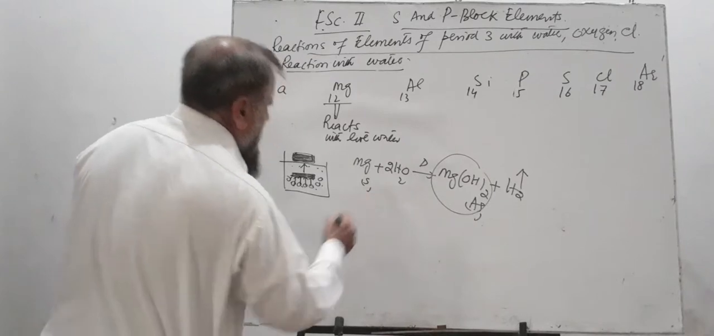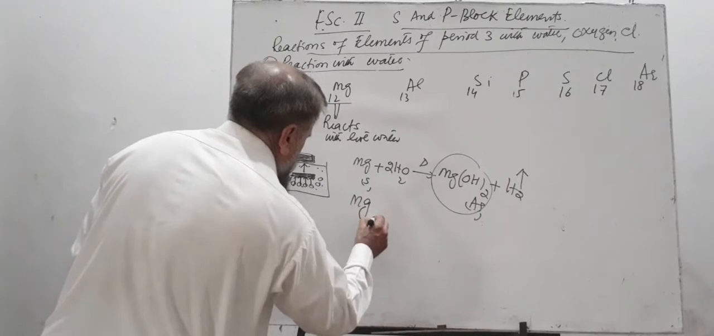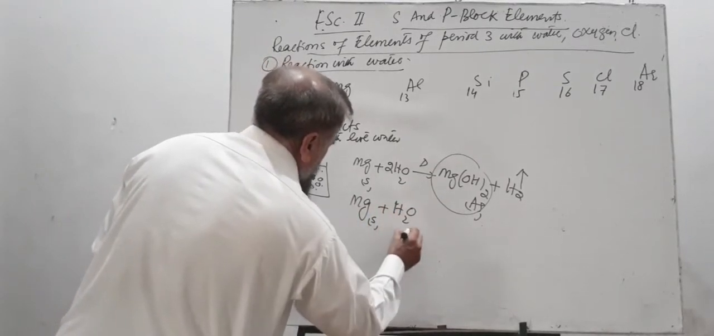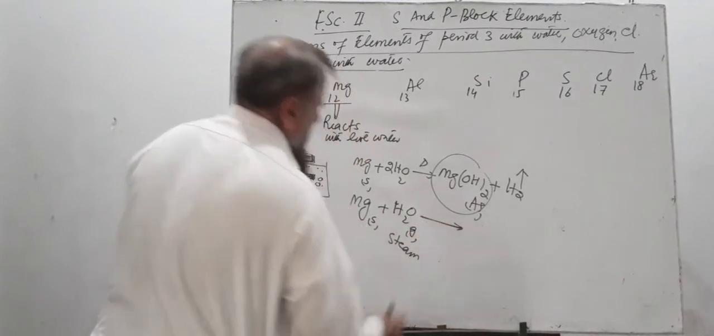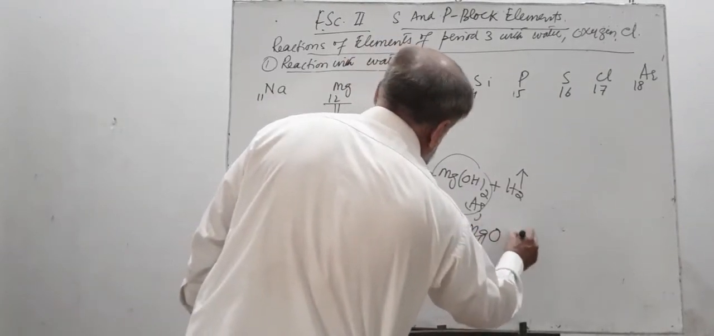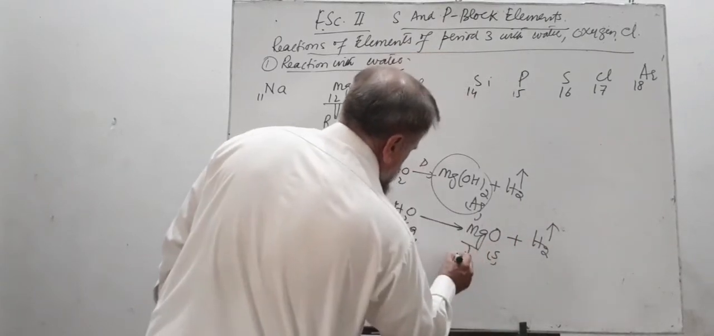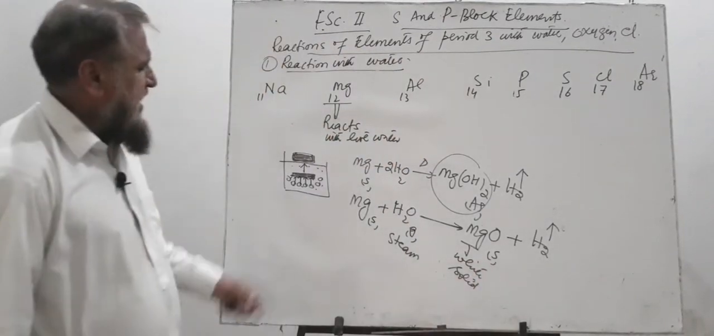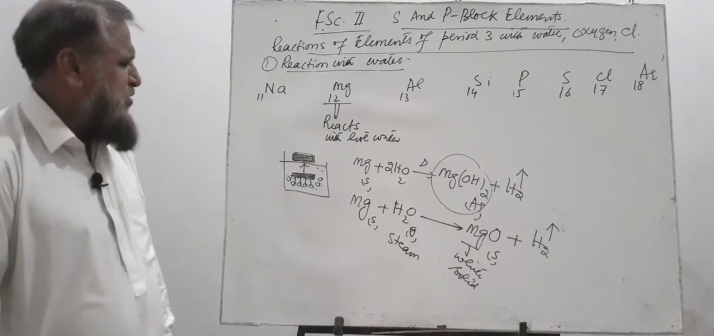Reaction of magnesium with steam is fast. Magnesium burns in steam. Magnesium plus water in the form of steam. Magnesium burns in steam with a white intense flame, and produces magnesium oxide and liberates hydrogen gas. Magnesium oxide is a white solid.